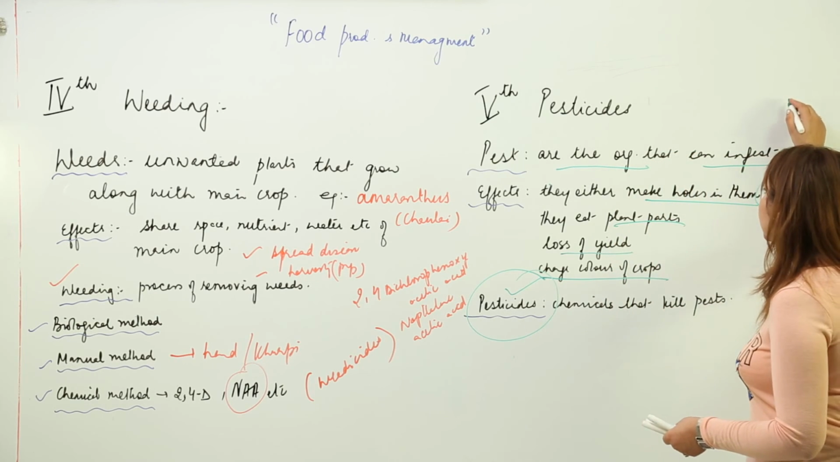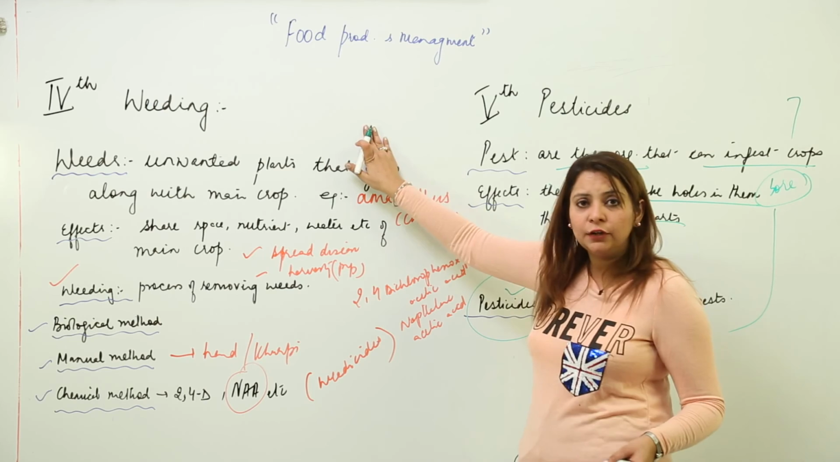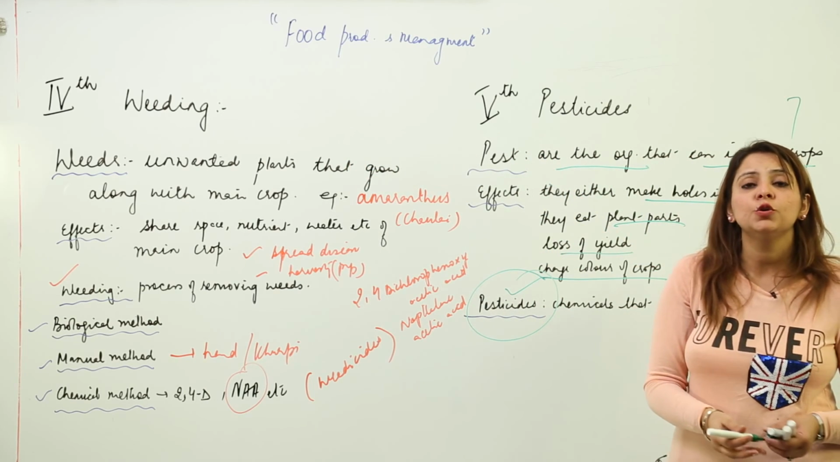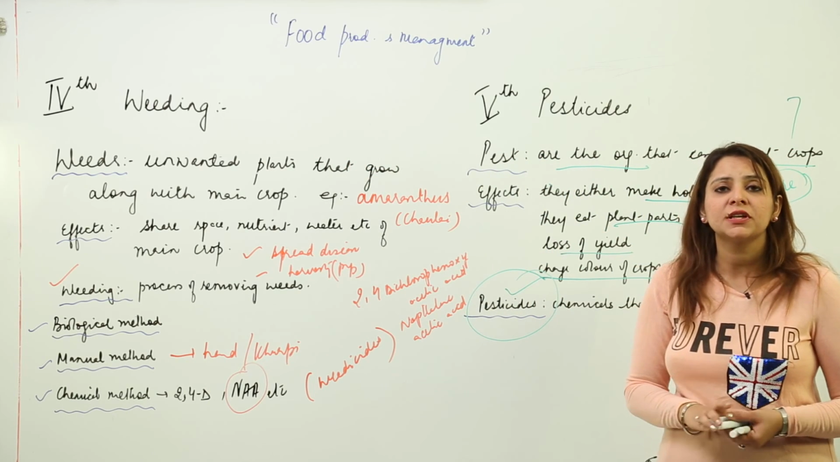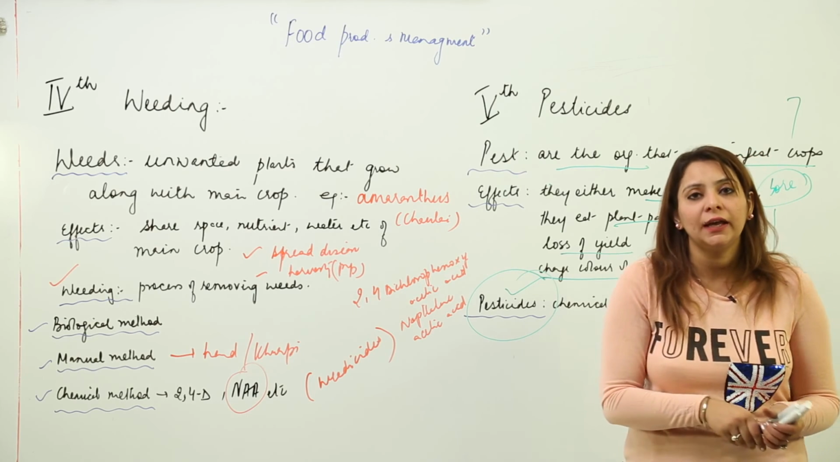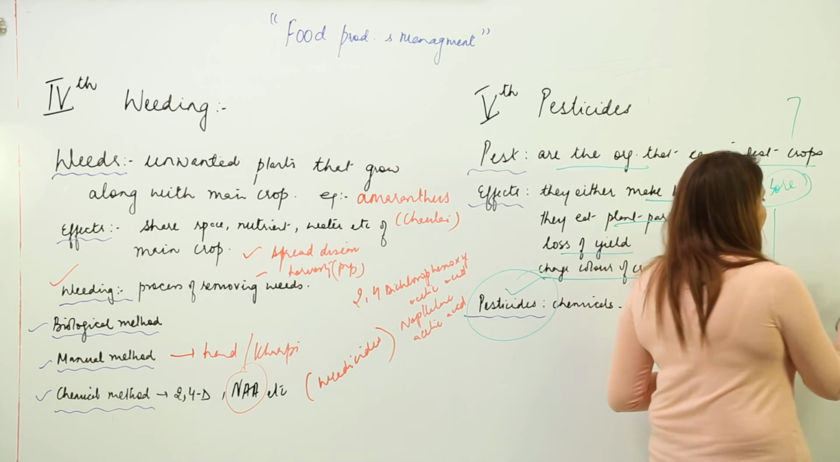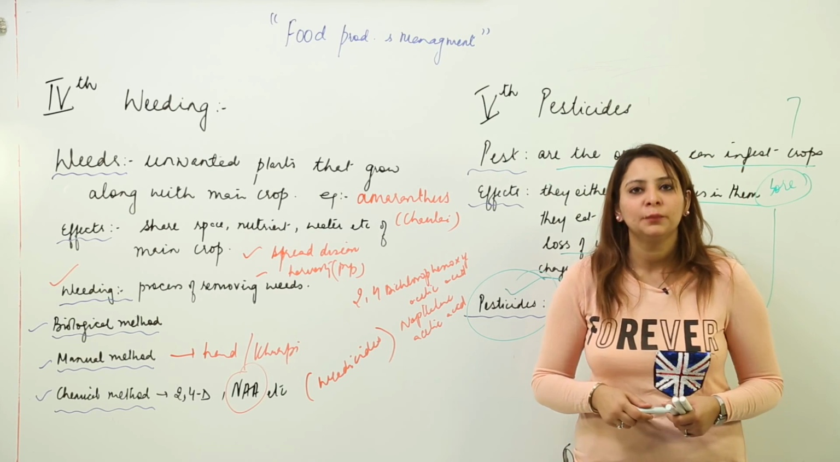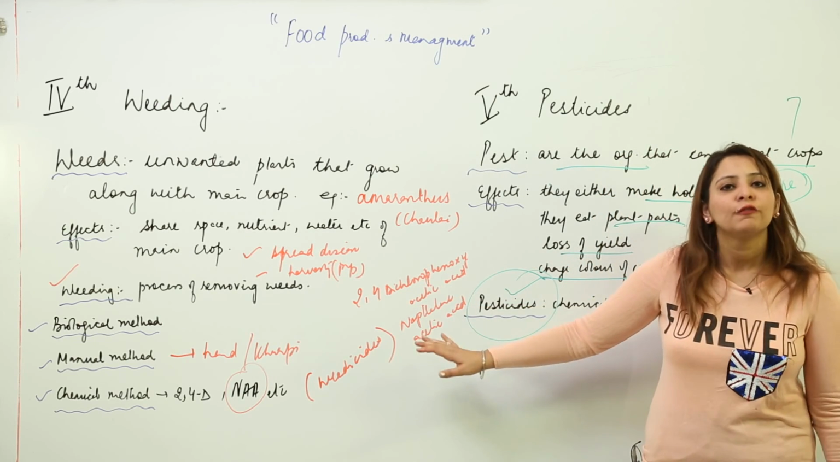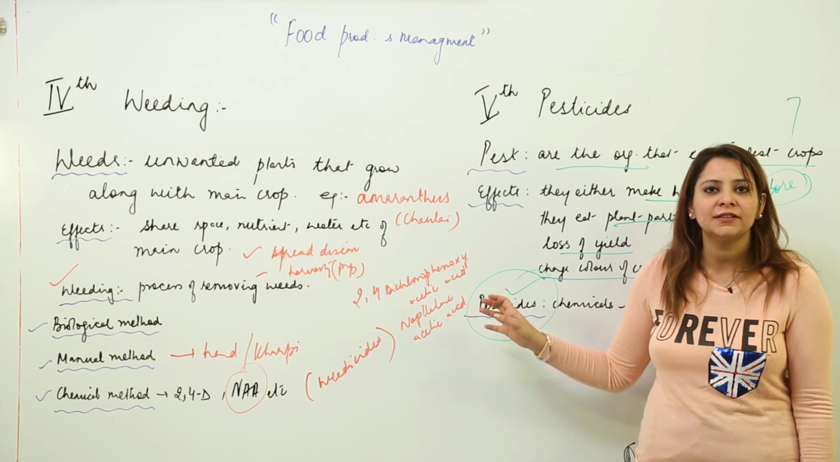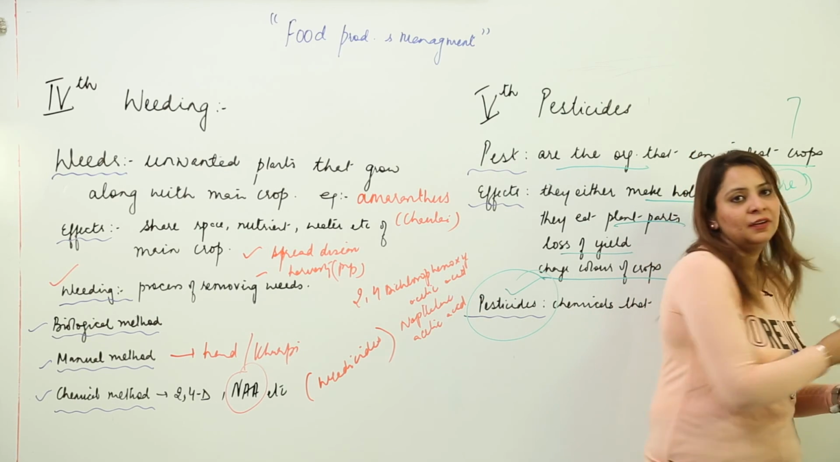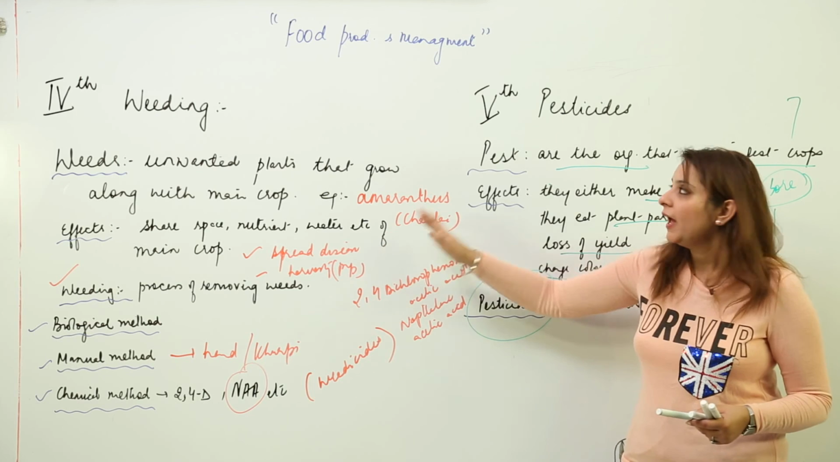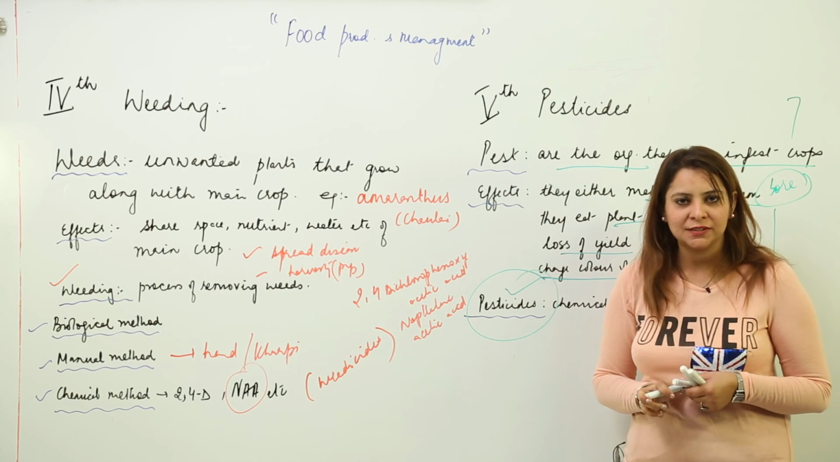Now if you remove the weeds and you remove the pests, that means you are ensuring that your crops do not get infested in any way, and so that keeps the crop protected. So this was the fourth step, weeding, and the fifth step, that is pesticides.